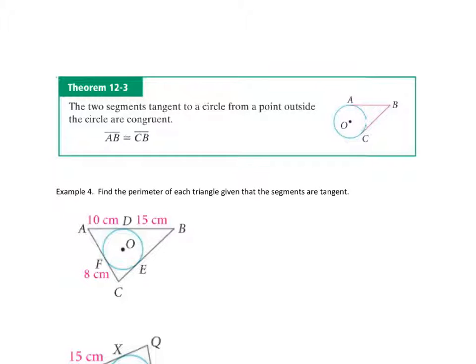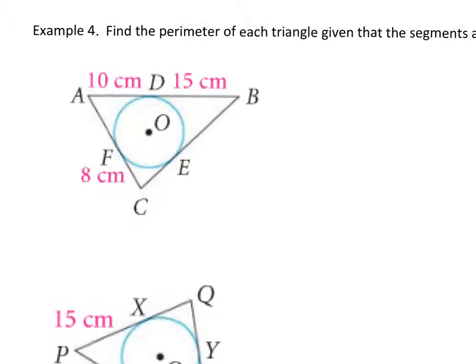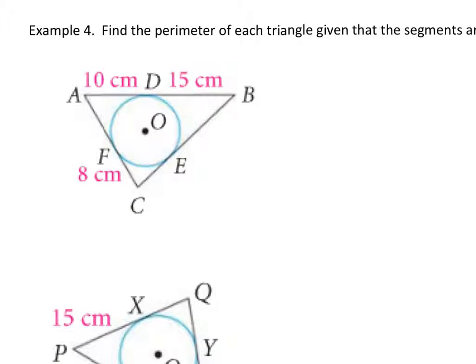Here's another theorem. Two segments tangent to a circle from a point outside the circle are congruent. So if starting from point B, this is tangent and this is tangent, then we know that these two segments have to be equal. So we're going to use that down here to find the perimeter. Given that these segments are all tangents, this segment is equal to this segment, and this segment is equal to this segment.